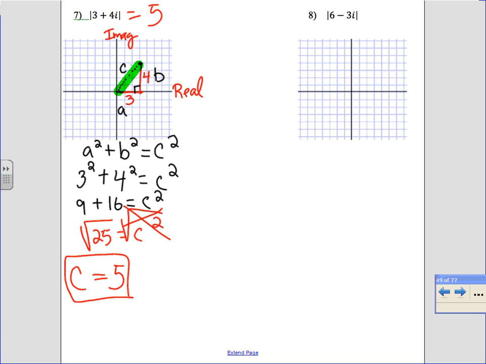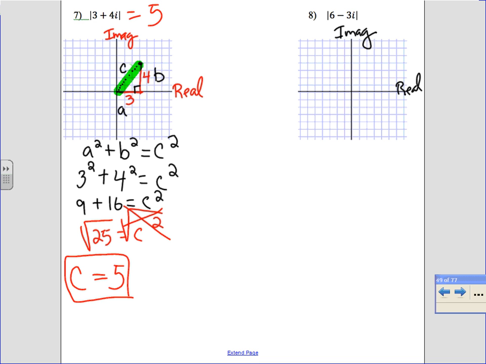So let's try another one like that, but where there's a negative in it. And remember, we're just finding the absolute value of a complex number. A little bit more work involved than just a real number or an imaginary number. All right, so number 8, we have 6 minus 3i. First thing I want you to always do on these problems is plot the imaginary and real. Write down what axis is what.